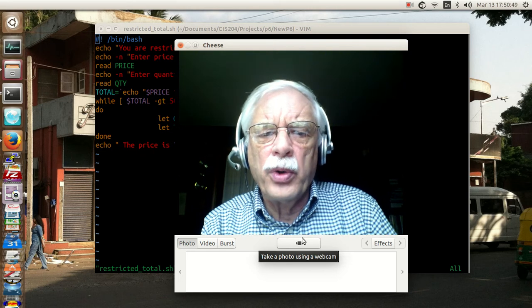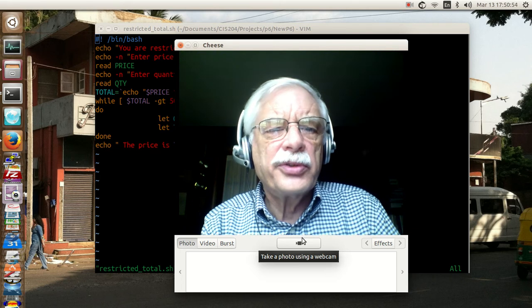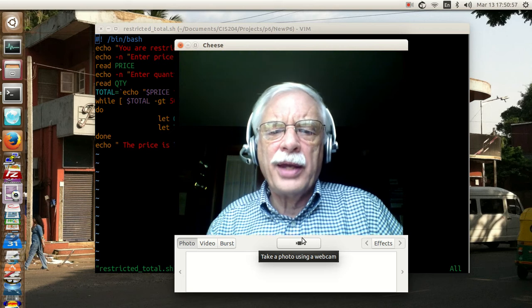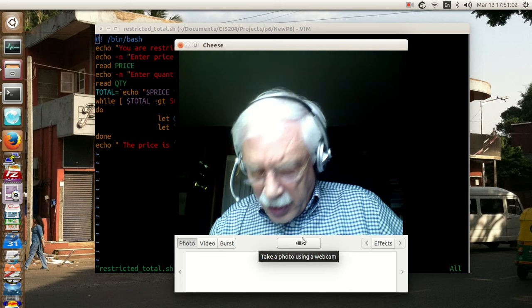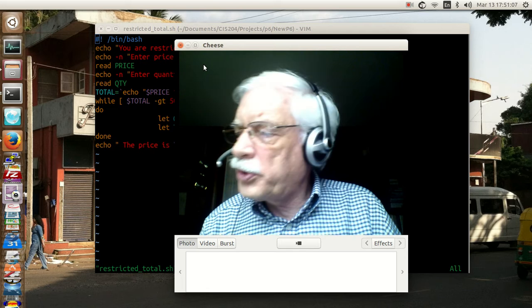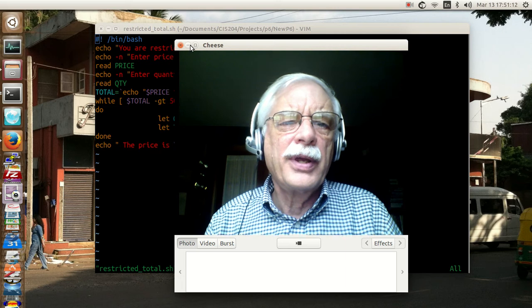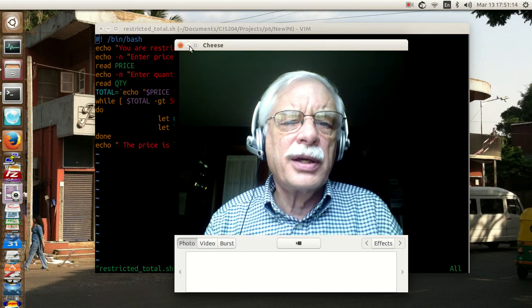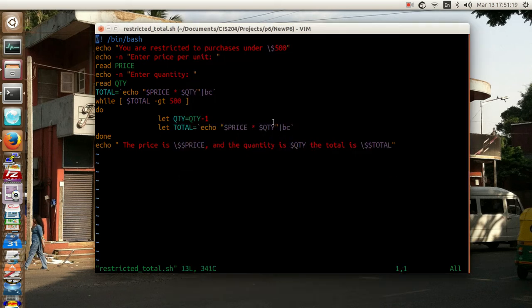What I'm going to work on today is explaining how to handle this price restriction process, or the total amount restriction that we need to deal with in Project 6. So I built a shell called restricted_total.sh. Here it is, the standard shell.